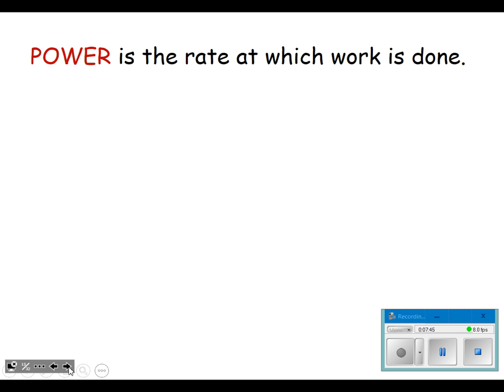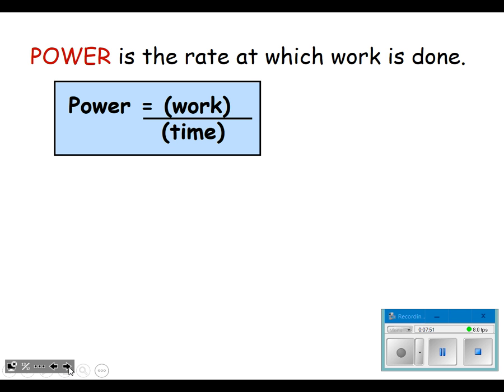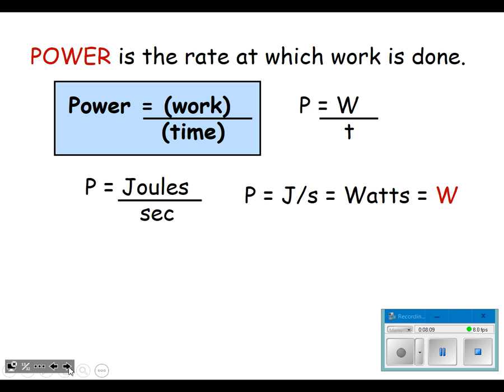All right, now power was one of our other vocabulary words. It's the rate at which work is done, and anything that's a rate means it's divided by time. So work divided by time is power, and so the formula for that would just be our capital W divided by T. Well, we know work is in joules and time is in seconds, so joules per second would be our units, but we can also shorten that and create what we call a watt. Okay, so power is measured in watts.